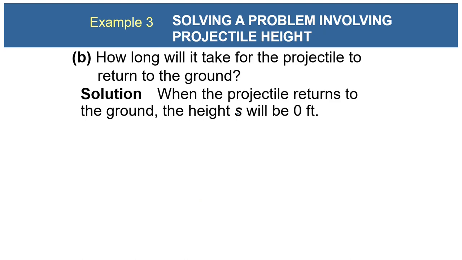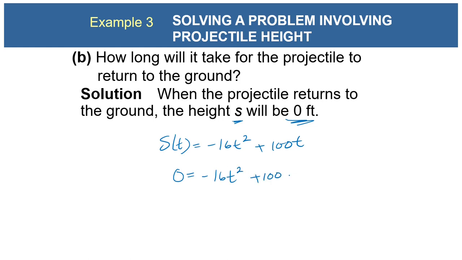Part B, how long would it take for the projectile to return to the ground? When the projectile returns to the ground, the height s will be 0 feet. We have the equation S of t equals negative 16t squared plus 100t from earlier. So now we can replace S of t with 0 and then solve for the time when it reaches the ground. That's when the position is equal to 0. Notice that we have a common factor here of 4. So let's factor out a negative 4t. And so I have 4t minus 25.